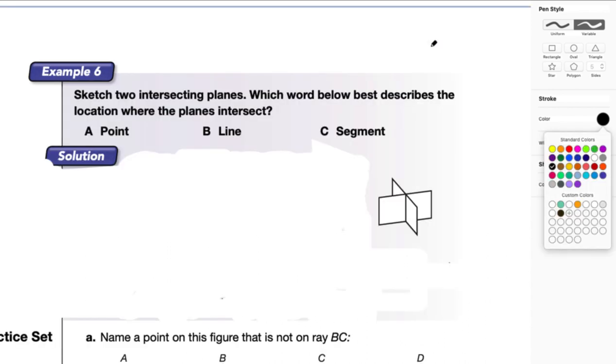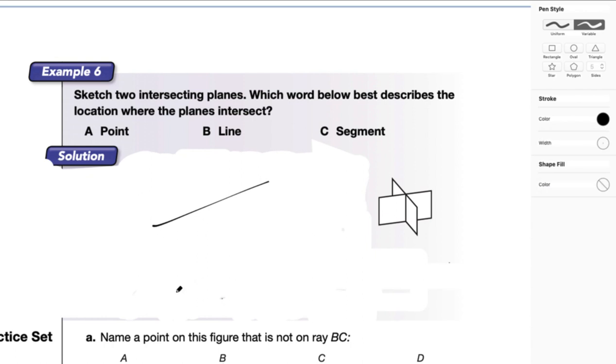I know this has been kind of long, but this is our final example before you can go ahead and do the practice set. I do think that it's been long, but I appreciate you sticking with me. This final example says to sketch two intersecting planes, and then to say which would best describe the location of the planes that intersect. Sketching intersecting planes is really hard. And for that reason, I left the textbook one here.